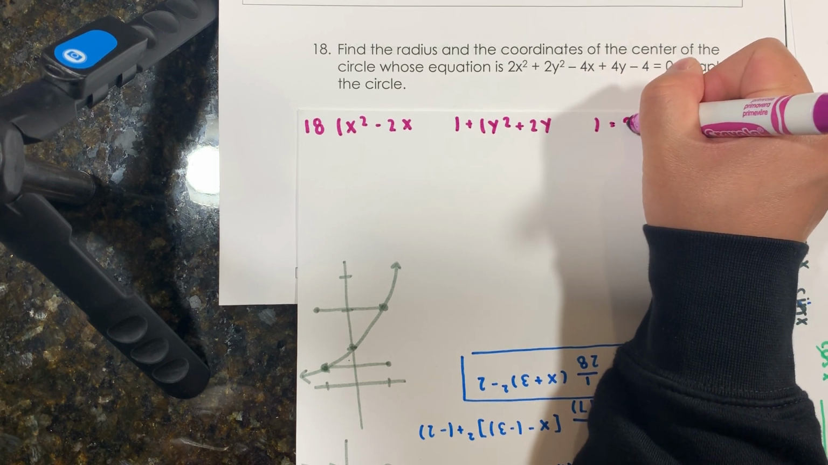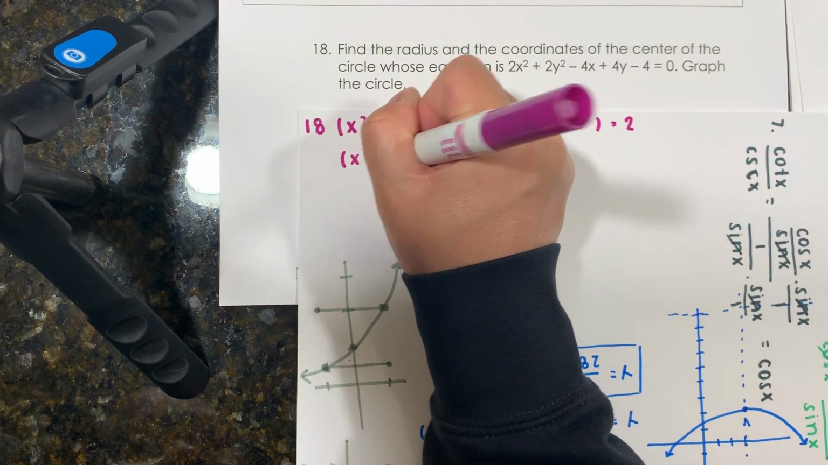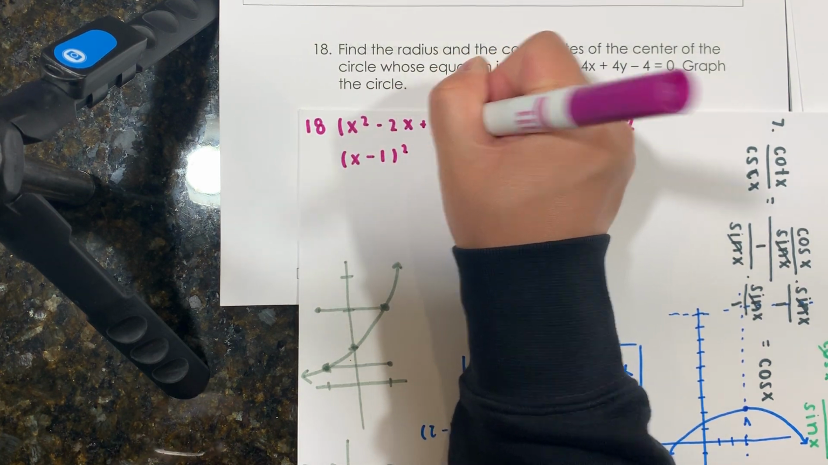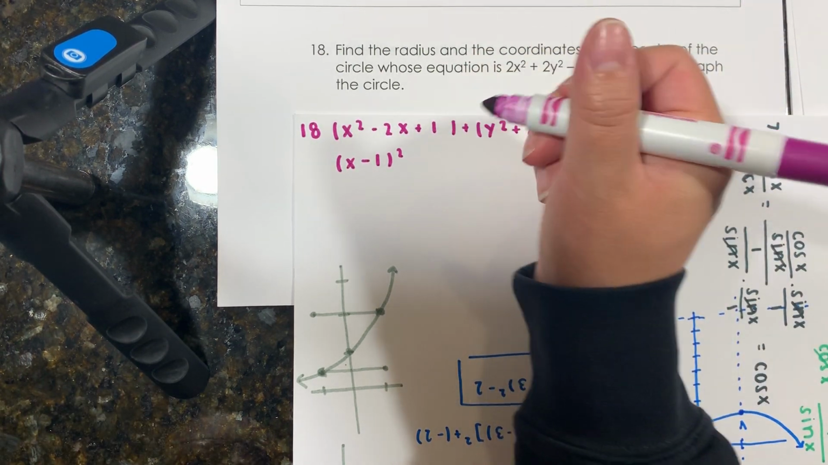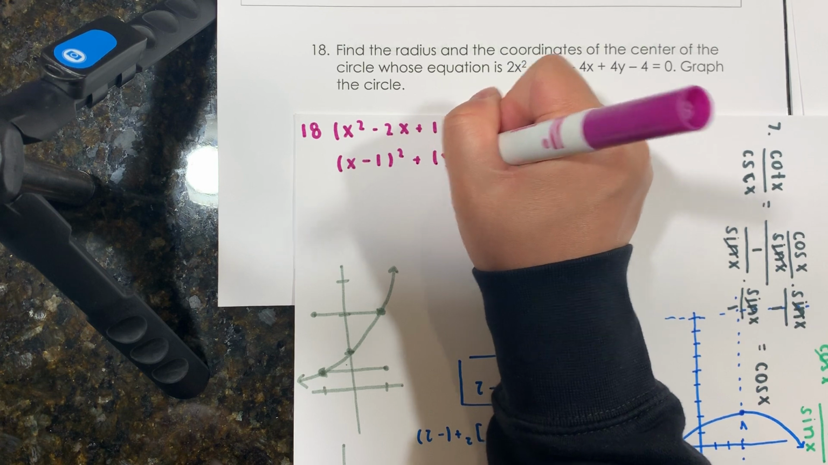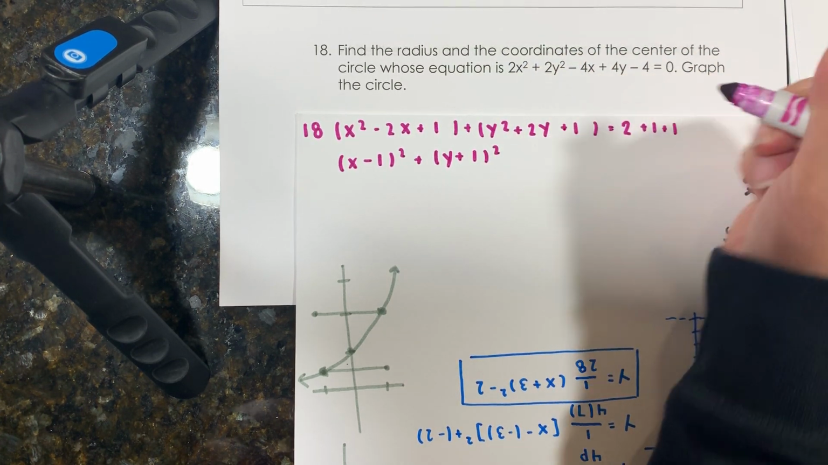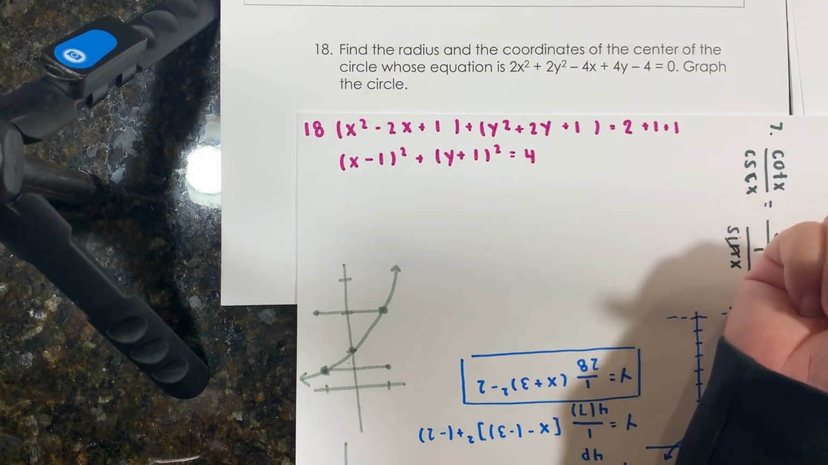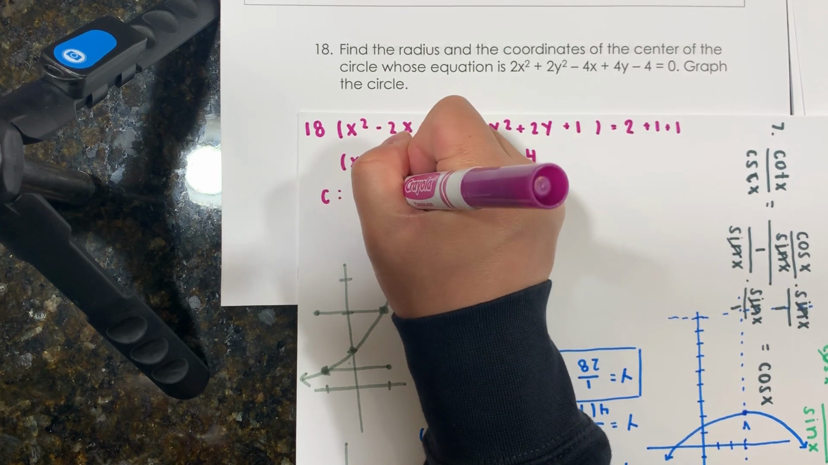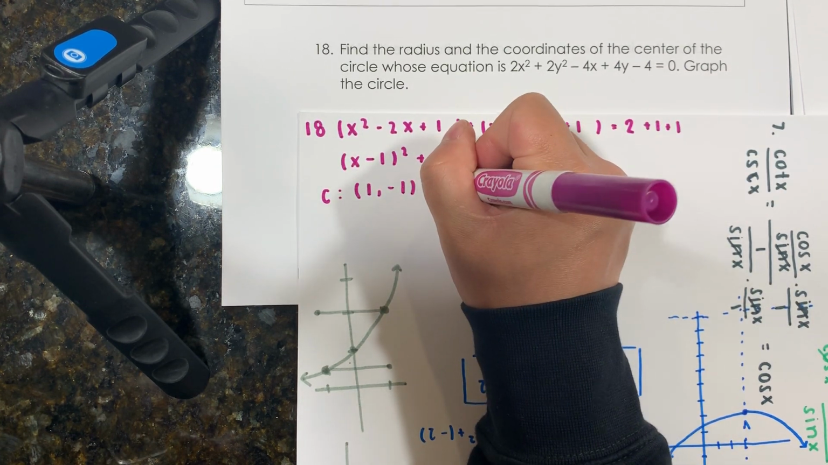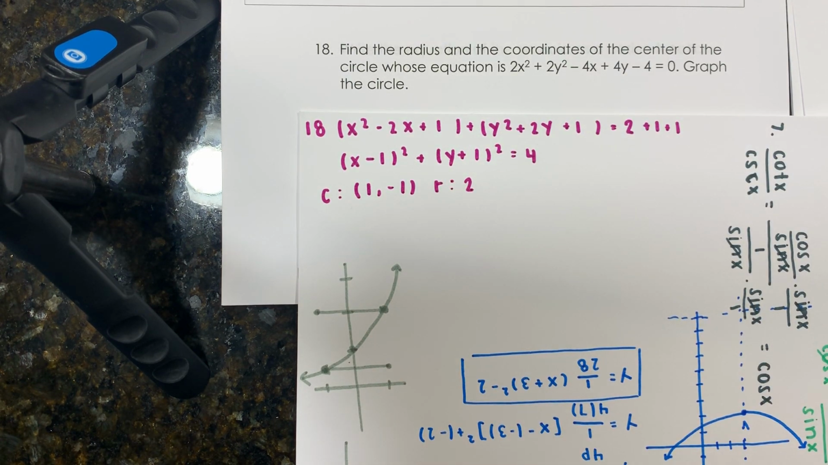That's going to equal 2. Now when I complete the square, I take half of the -2, which becomes -1 squared. I'm going to add 1 to both sides. Half of 2 is going to be y plus 1 squared. I'm going to add 1 to both sides, which is going to be equal to 4. So that means the coordinate for the center of the circle is going to be 1, -1. And the radius is going to be equal to 2 because it's the square root of the right-hand side.